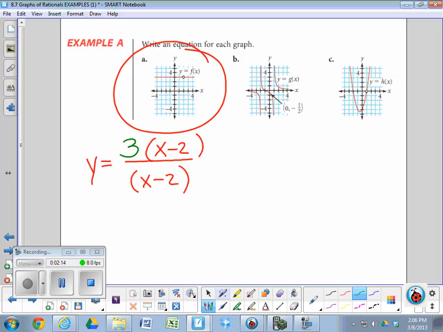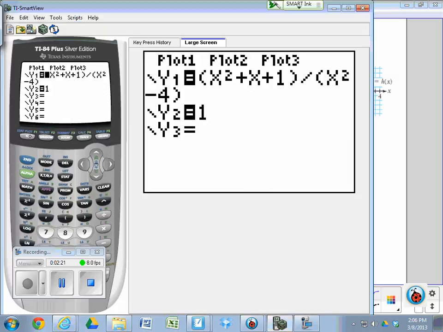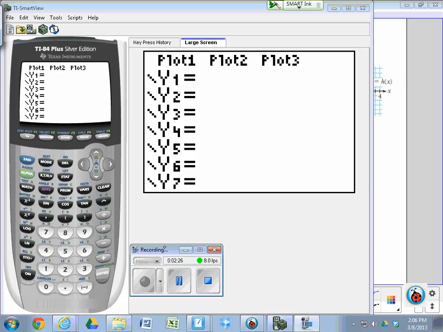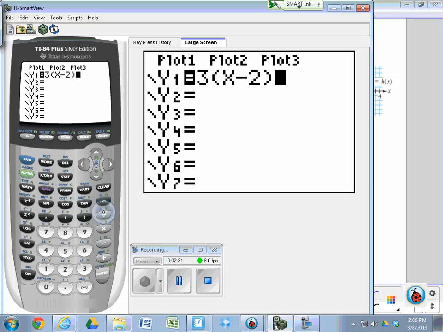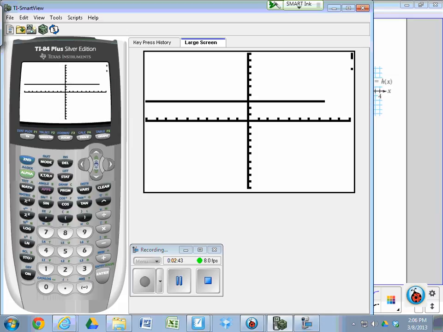If you graph 3 times x minus 2 over x minus 2, you should see... ready? So go ahead. We're going to do 3 times x minus 2 over the quantity x minus 2. We want it to be a flat line with a hole in it. Flat line with a hole in it. Where? Give me the coordinates.